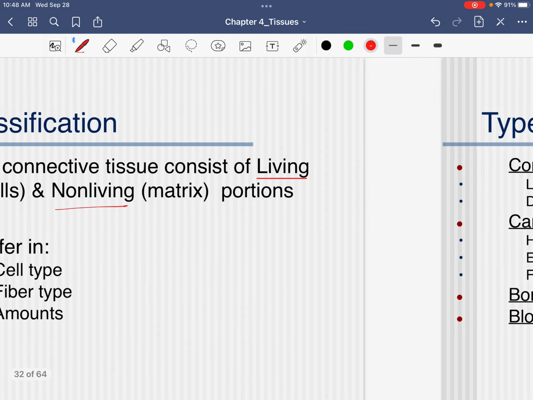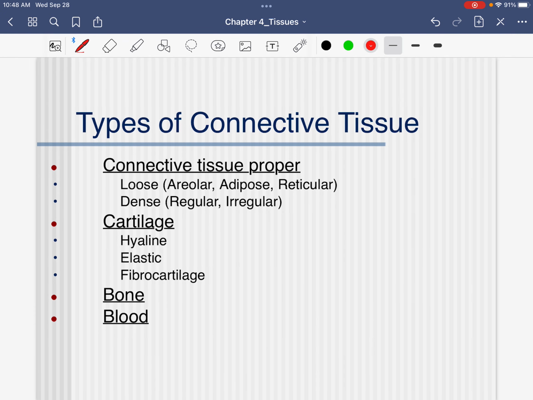All right. So here are our tissue types. So let's count this out just to give you an idea here. We're going to talk about areolar connective, adipose, reticular, dense regular, dense irregular, hyaline cartilage, elastic cartilage, fibrocartilage, bone, and blood. 1, 2, 3, 4, 5, 6, 7, 8, 9, 10. Of the 20 tissue types you have to know, 10, half of them are connective tissues. How about them cookies? How about them apples?